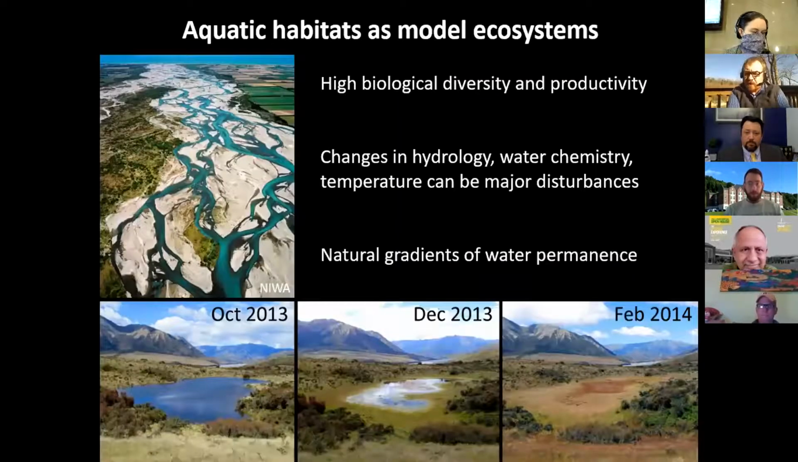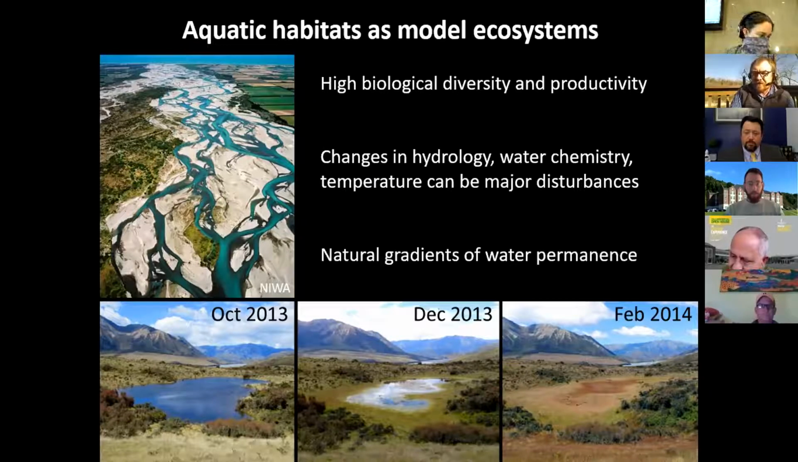Now, my research focuses on freshwater ecosystems, because they have really high biological diversity, and they're also some of the most productive ecosystems in the world. There are quite a bit of changes that can happen in these ecosystems, from differences in whether or not they're flooding or if they're going into a drought.